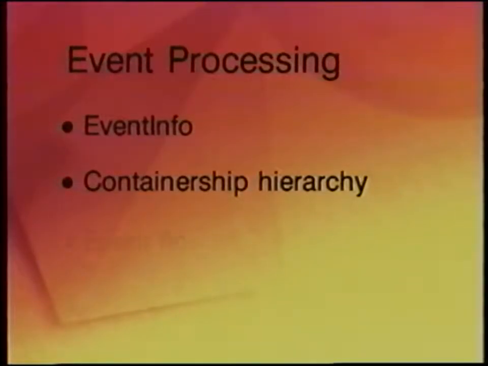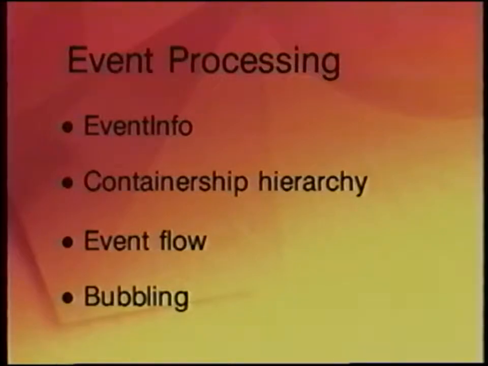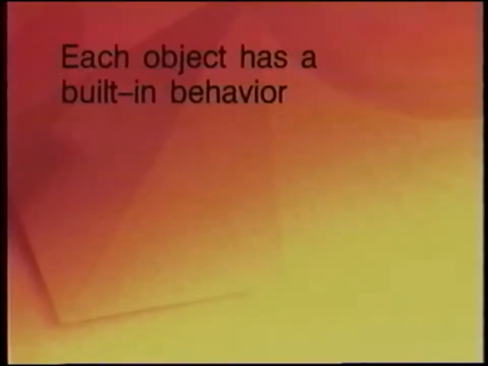We'll be covering 4 areas: event info, the containership hierarchy, event flow, and bubbling. Each UI object has a built-in behavior. The push button, for example, toggles up and down when you push it. This default behavior can be supplemented or disabled.